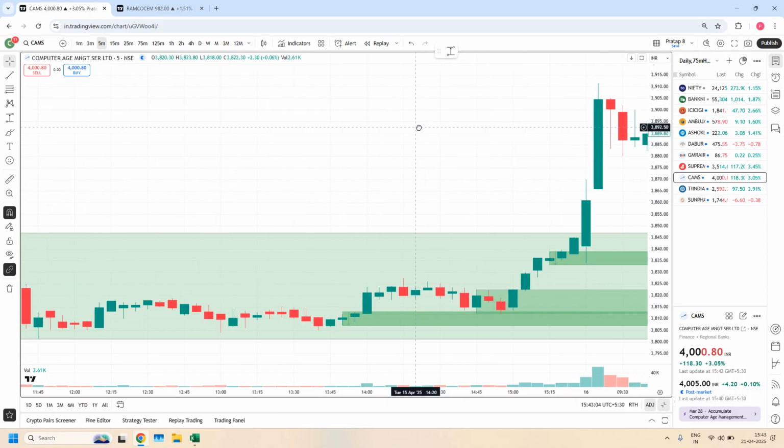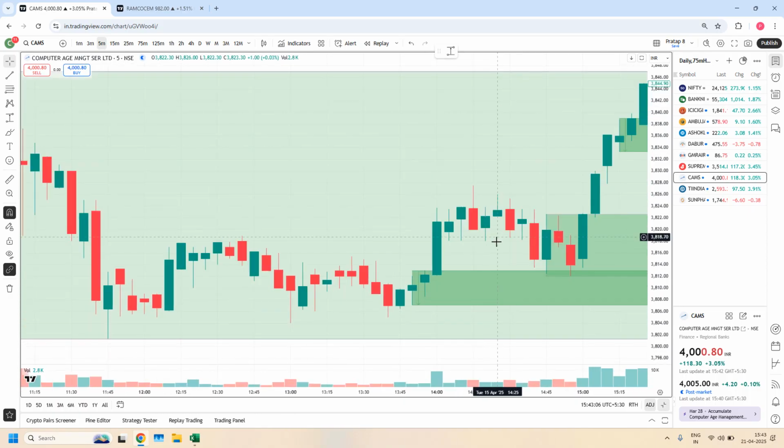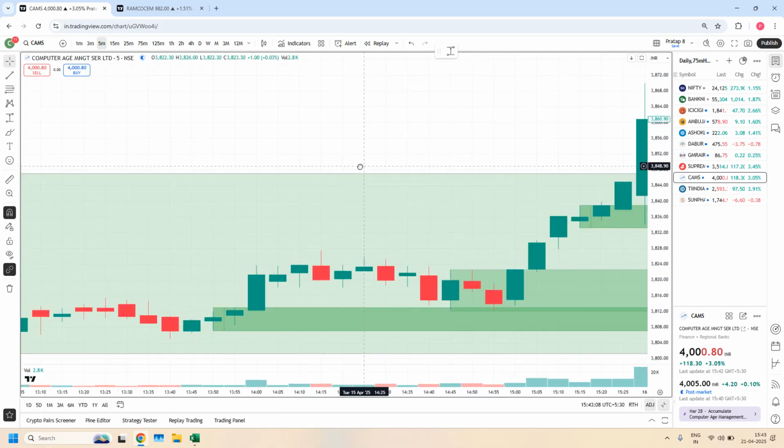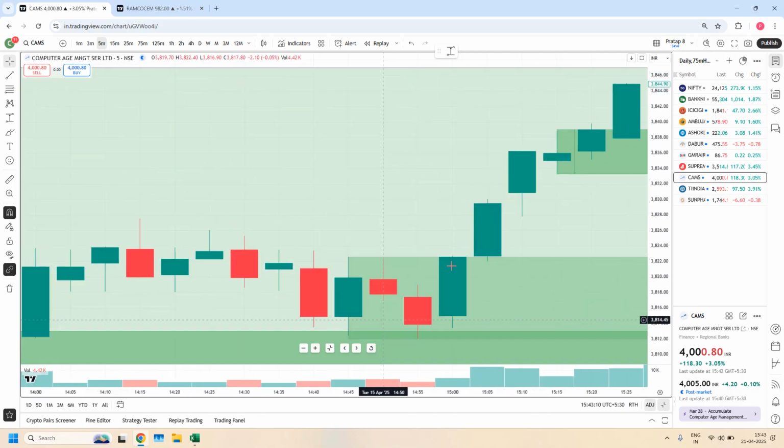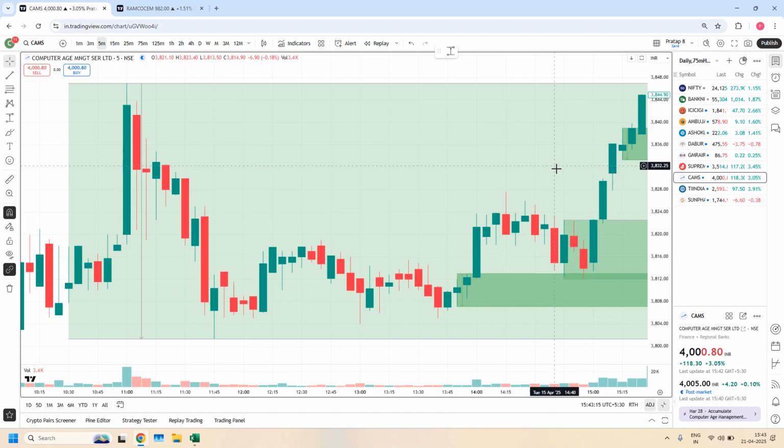But is it a fine-tuned zone? This rally, base, rally, is it fine-tuned? No, it is not a fine-tuned zone. But can we plan a trade from this zone? If it is an aggressive trade setup, you can plan a trade. If it is not an aggressive trade setup, you can't, because for an aggressive trade setup, some price action close should be there.